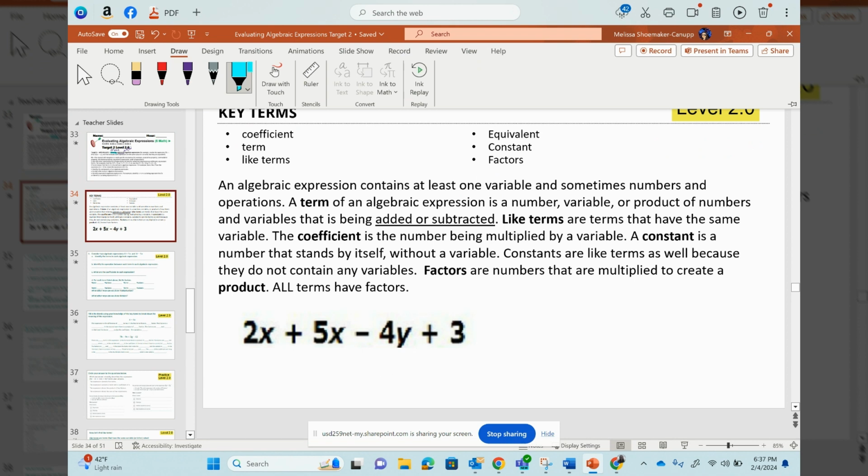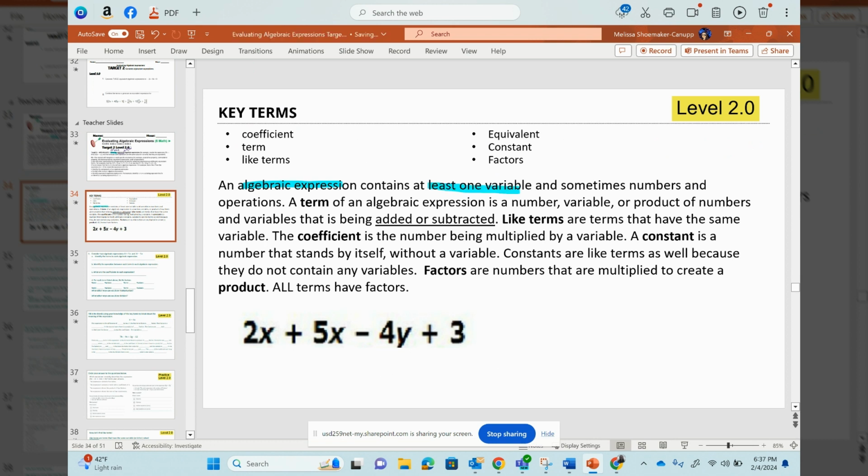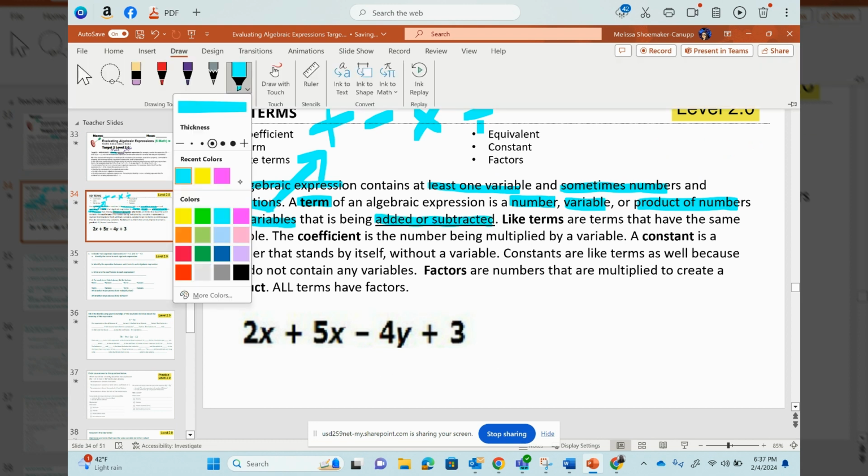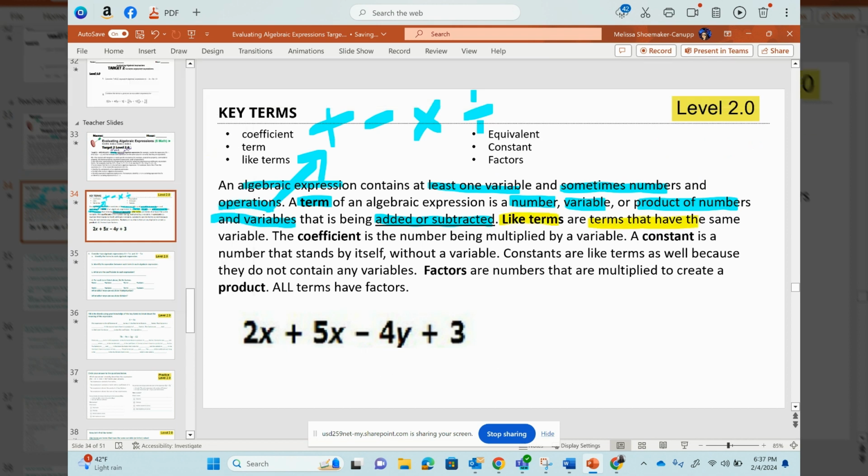An algebraic expression contains at least one variable and sometimes numbers and operations. Remember, the mathematical operations that we're using are add, subtract, multiply, divide. A term of an algebraic expression is a number, variable, or product of numbers and variables that is being added or subtracted. That's very important as we move through this. It'll make more sense as we start to work with them. Like terms are terms that have the same variable. They're also raised to the same power. We'll talk about that too.